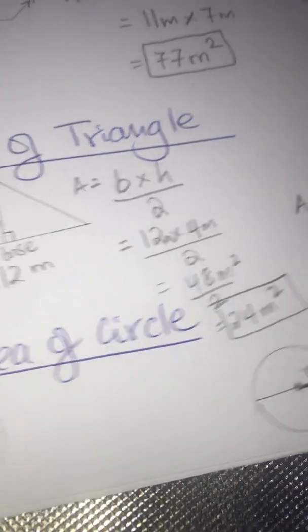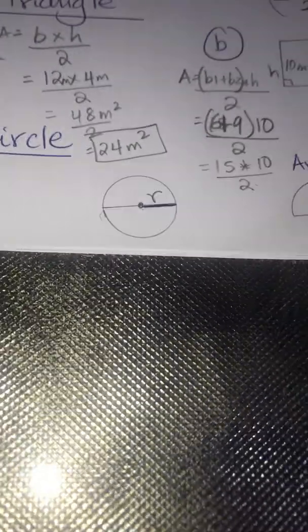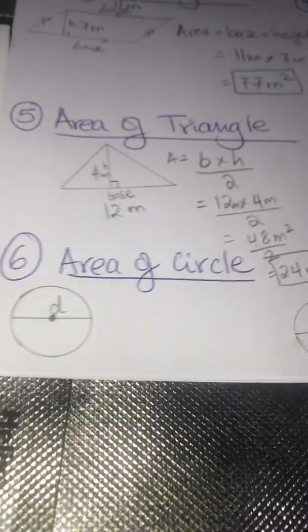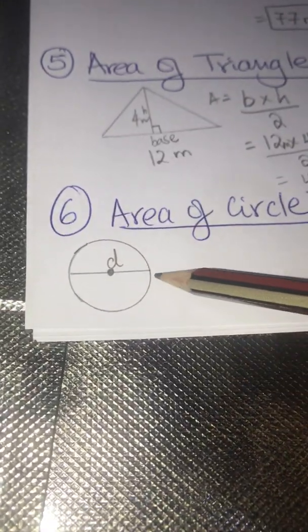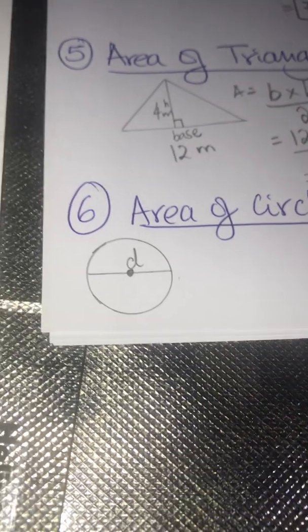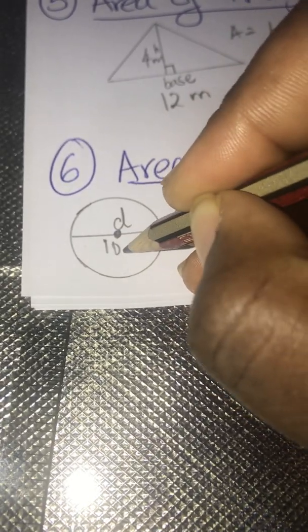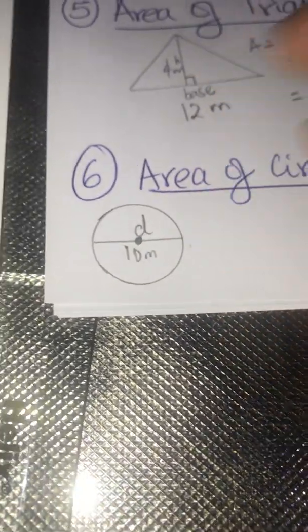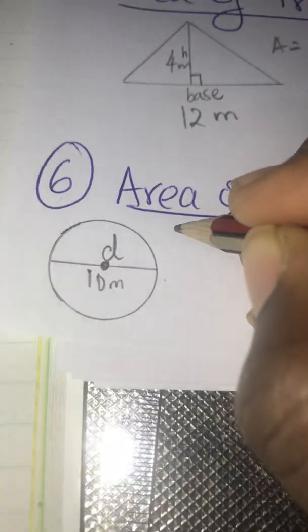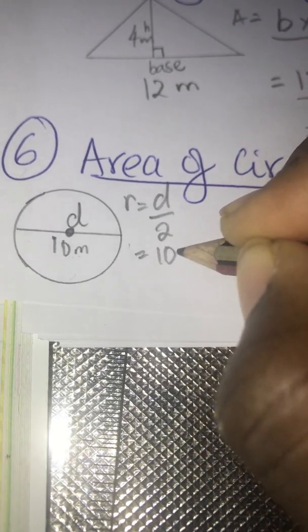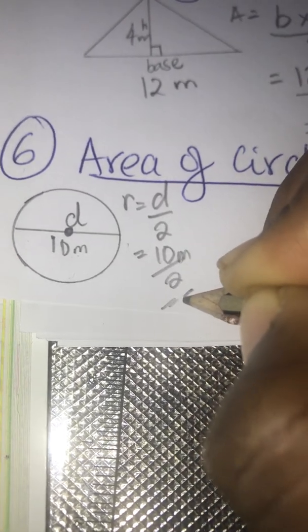Now we are just from doing lesson 1. In lesson 2, we are just from doing area of a circle. So remember, when the question gives you the diameter, you have to find the radius. So if the diameter here is, let's say 10 meters, Step 1, find the radius. So how do I find the radius? I divide the diameter by 2. So radius equals diameter divided by 2. 10 meters divided by 2, 5 meters.